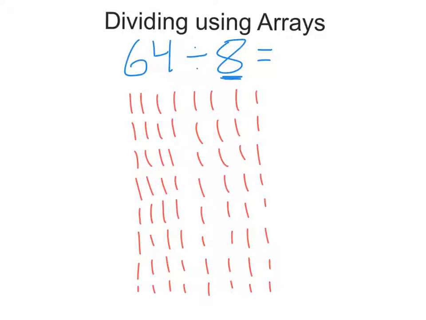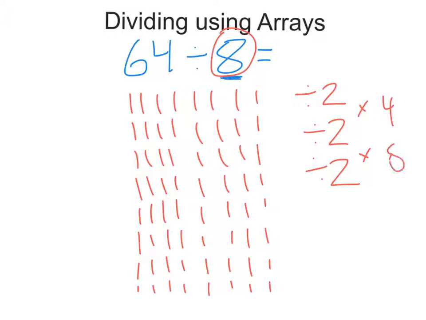Because we're dividing by 8, we want to cut it in half once, twice, 3 times. Because 2 times 2 is 4, and 4 times 2 is 8. So when you divide something by 8, you cut it in half 3 times. That's very important. So let's cut this array in half 3 times.